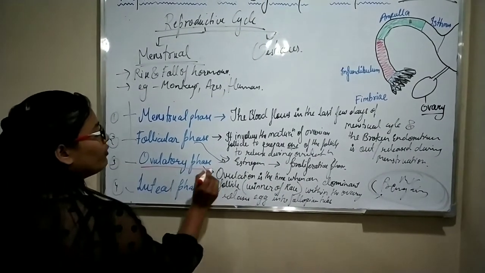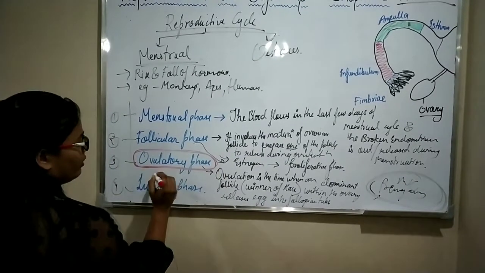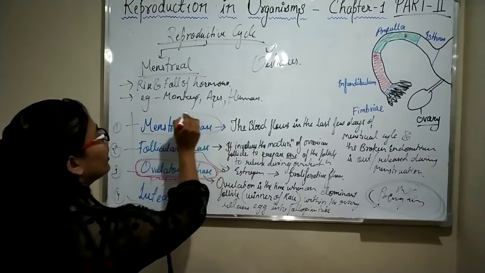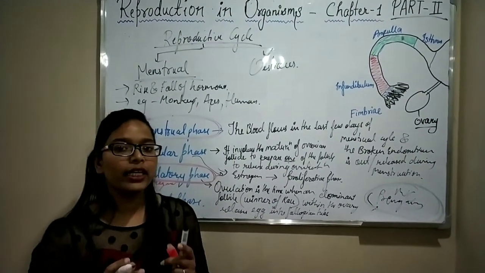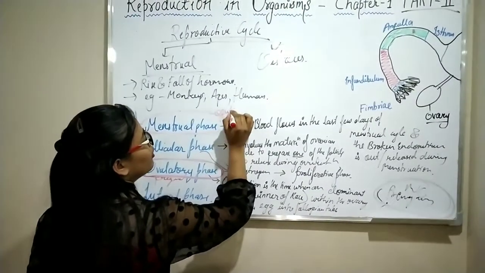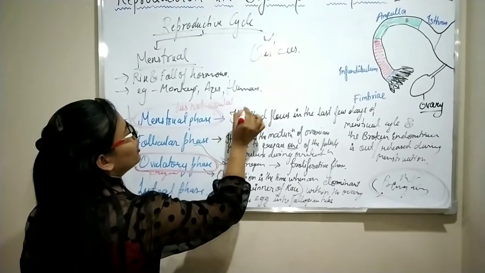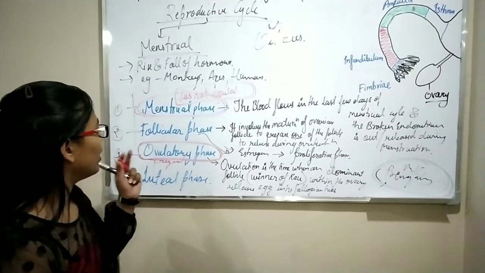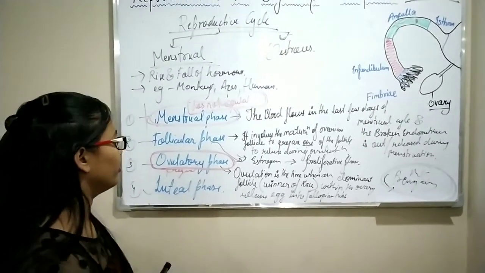It is the only phase where a woman can get pregnant. Here, no pregnancy can occur in the other phases. Pregnancy can occur only in the ovulatory phase.